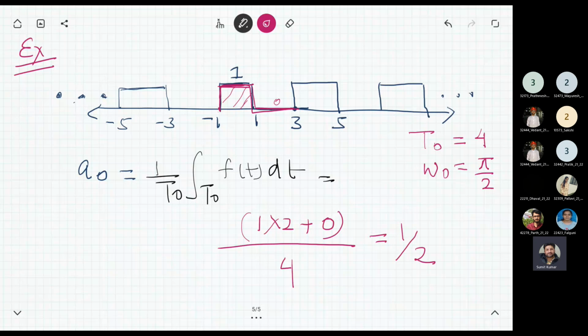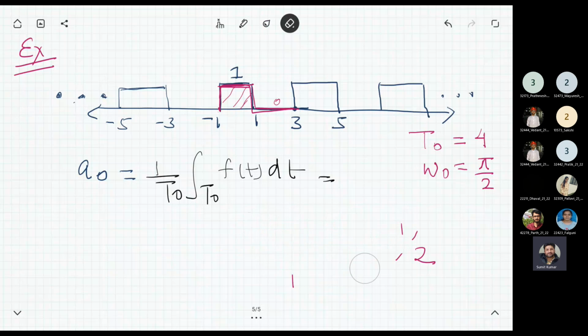So is the value of A naught clear to everyone? How do we find it? This is just the average value. So for that you will have to find the area of one fundamental period, and then divide that quantity by the fundamental period itself. Now you can do the same thing by the integration itself, and you will see that it's the same thing. So let me just do that.